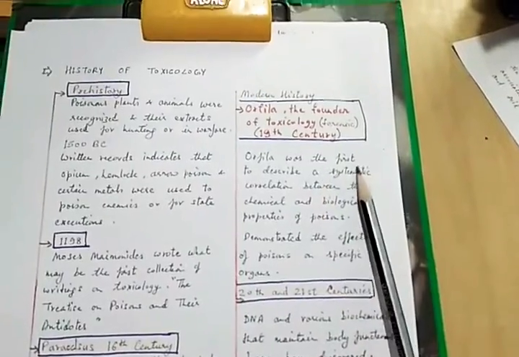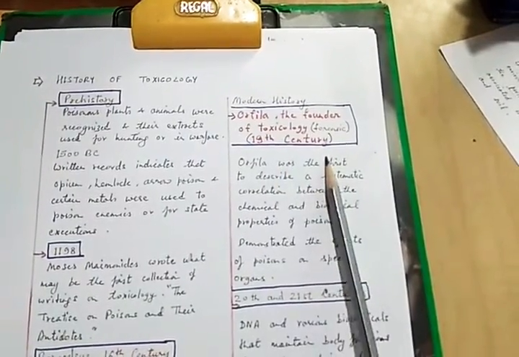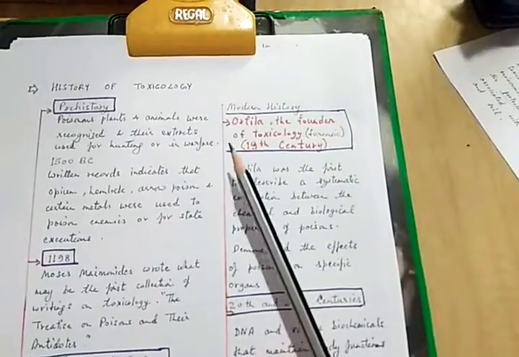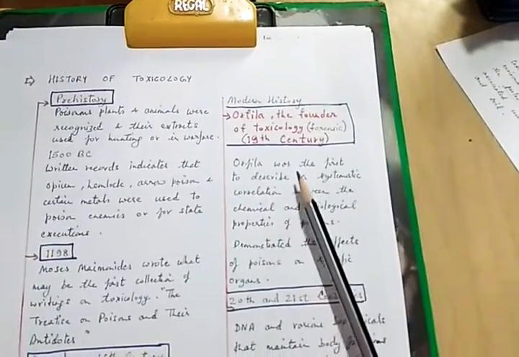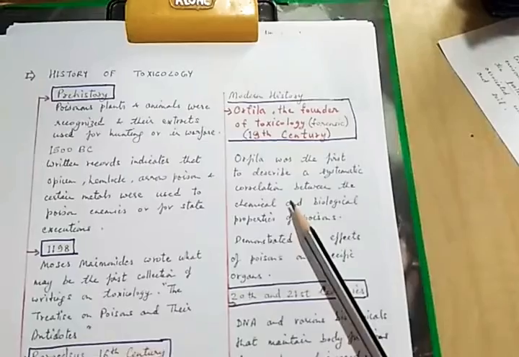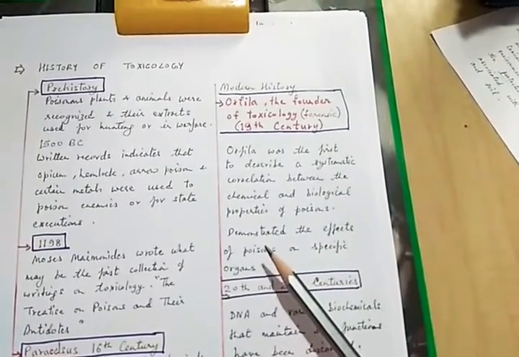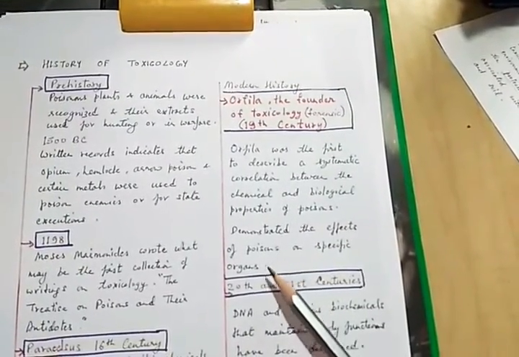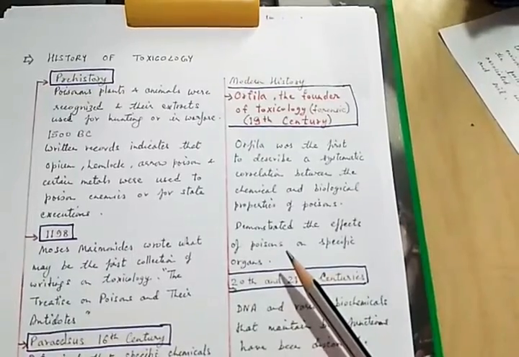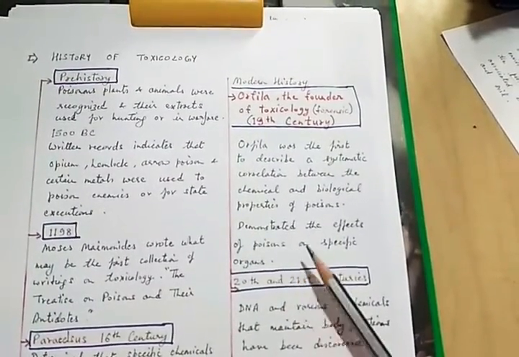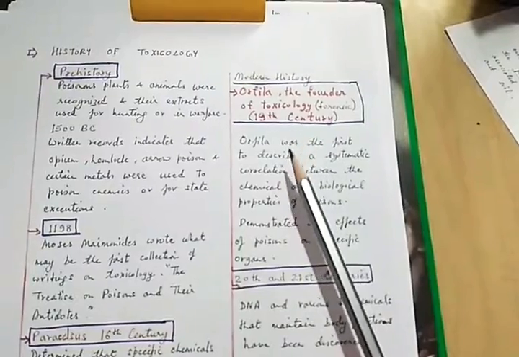If we see the development of toxicology in modern history, in 19th century, a Spanish physician, Mathieu Orfila, was the first to describe a systematic correlation between the chemical and biological properties of poisons. And he demonstrated the effects of poisons on specific organs by analyzing the autopsy material for poisons and tissue damages associated with them. Orfila is considered as the founder of forensic toxicology.